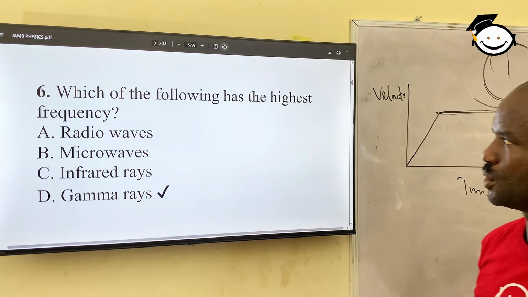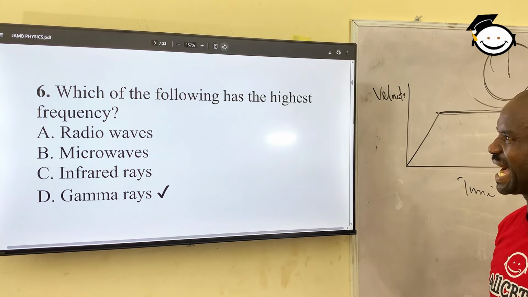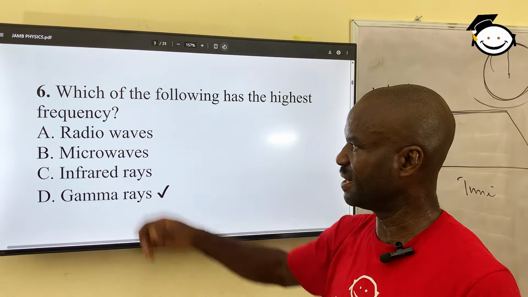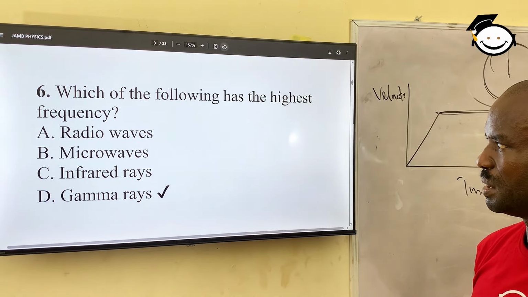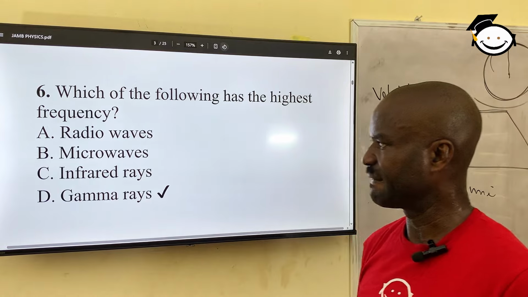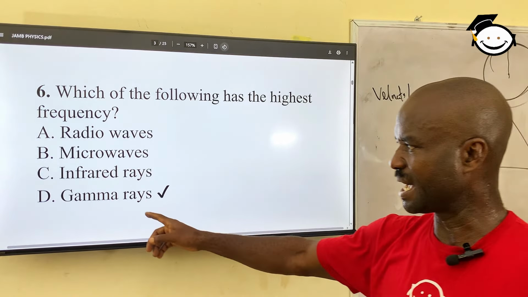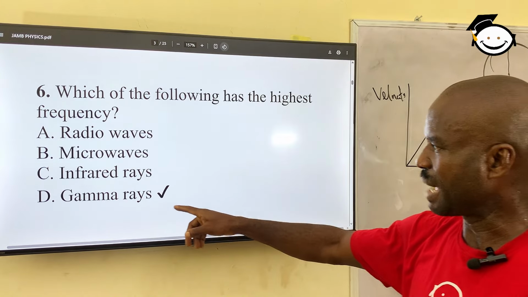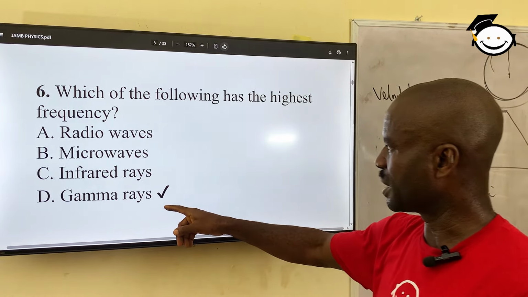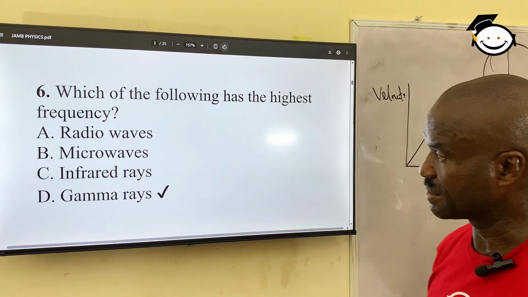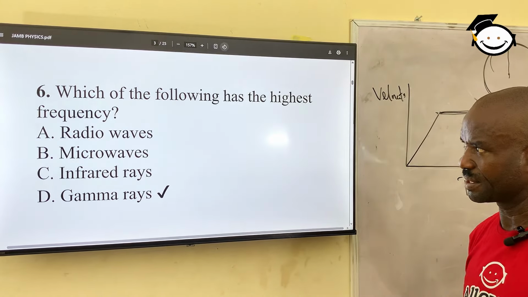Number 6. Which of the following has the highest frequency? A, radio wave, no. B, microwaves, no. C, infrared, then D, gamma ray. Gamma ray happens to be the highest, with the highest wave frequency compared to all others. So the correct answer is gamma ray.